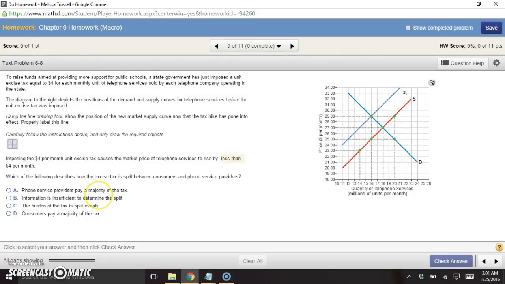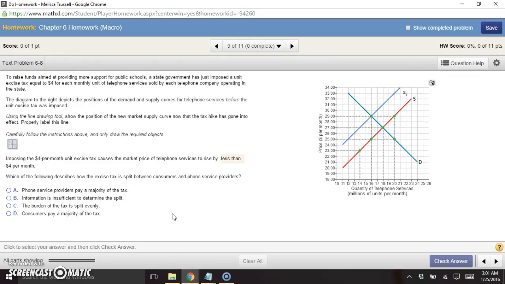There we go. And the last part of the question asks us, which of the following describes how the excise tax is split between consumers and phone service providers? First, does the phone service provider pay the majority of the tax? Is information insufficient to determine the split? Is the burden of the tax split evenly, or do consumers pay a majority of the tax?